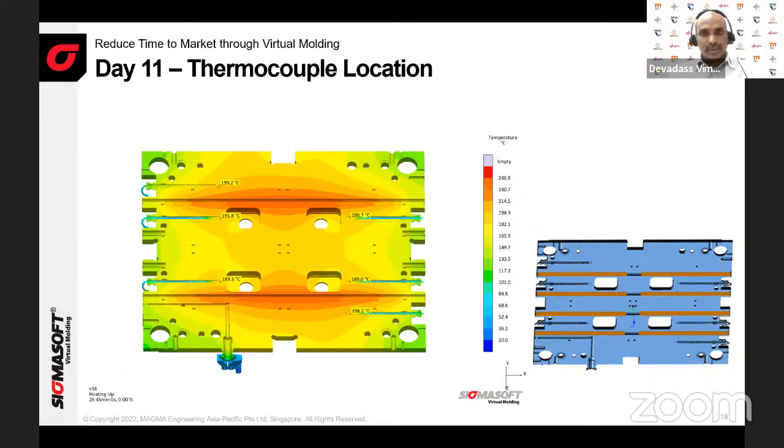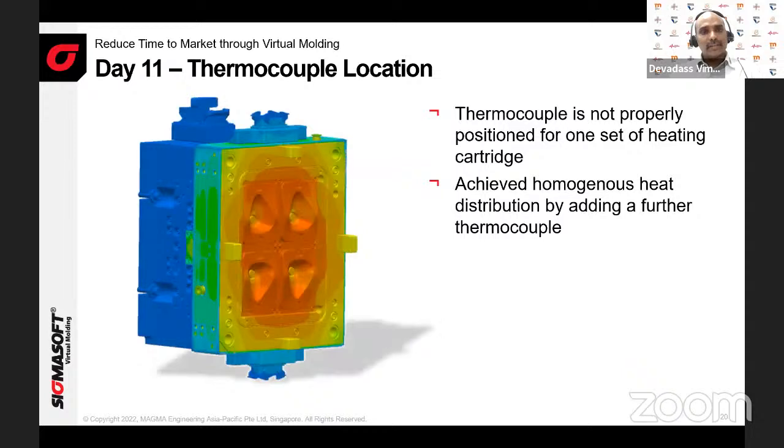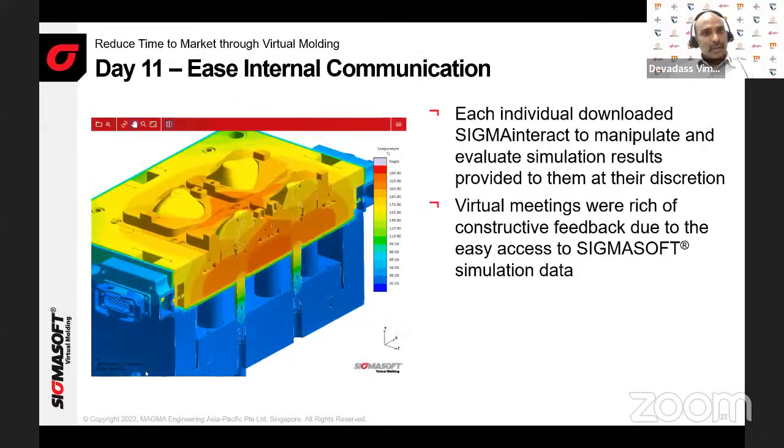After including these thermocouples, the temperature difference is quite small, and it is uniform throughout the mold surface. Now you can see the previous results. After including the new thermocouples, we actually get a uniform temperature distribution on the mold surface.